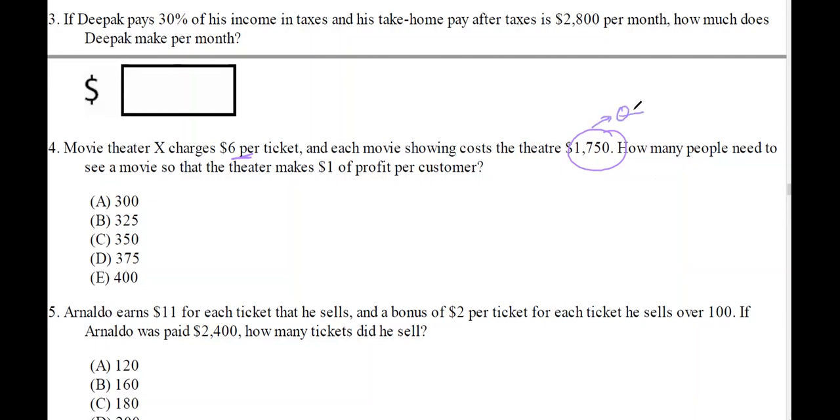But this is the cost. Look, it says $6 per ticket, right? And each movie show costs the theater 1750. How do you calculate profit? Profit is basically sales minus expenses, right? Yes, this is how it works. So, what is the total sales?